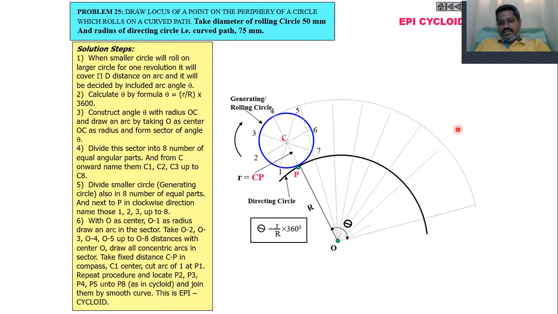Then after dividing this sector into 8 equal divisions, take OC as radius with O as center. Draw an arc which is concentric to the directing circle. Then take O1 as radius, then draw a concentric circle, O3 as radius, and draw one more concentric circle up to the end line of the sector like this.